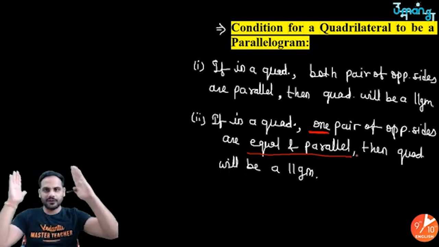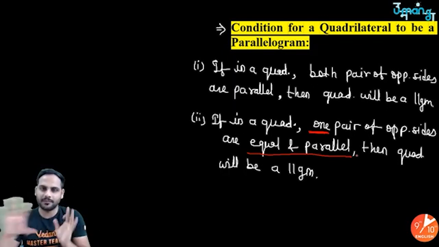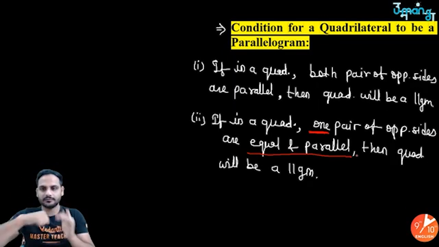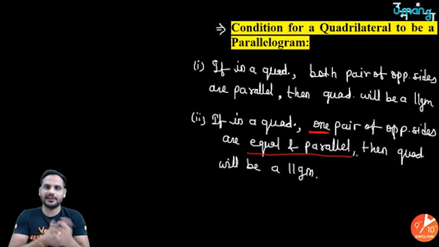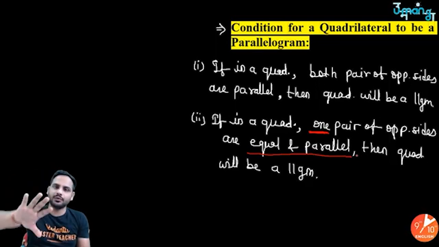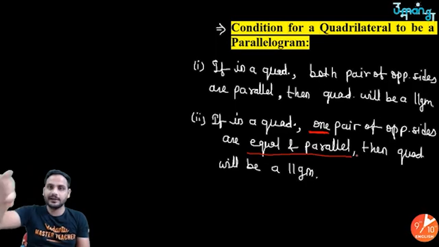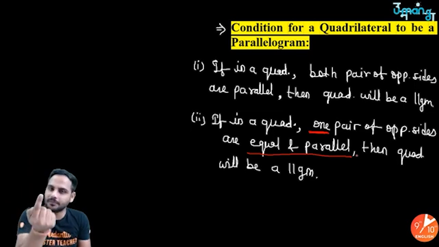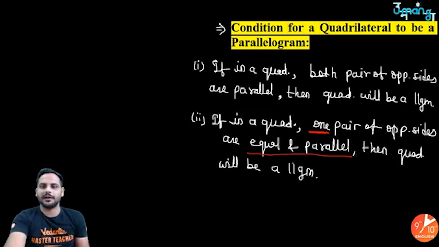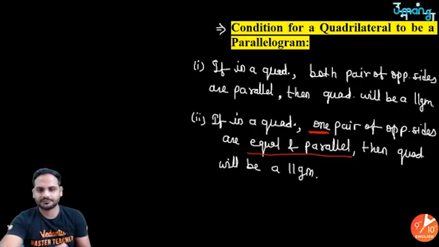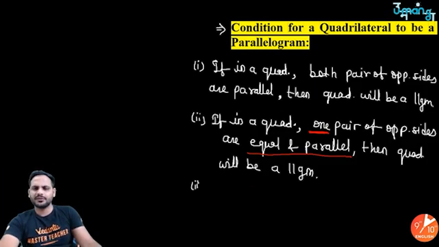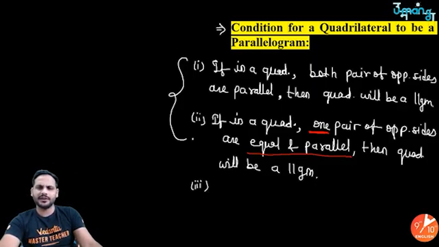So either prove that both pairs of opposite sides are parallel, or prove that any one pair is equal as well as parallel. In the first part, we are only proving both pairs to be parallel. In the second part, I want any one pair to be equal and parallel as well. Okay, one more thing is used, but these two are enough. Sometimes one more is used for the shortcut part.